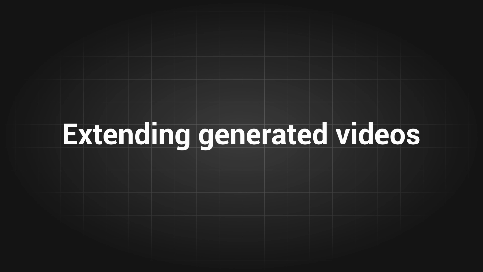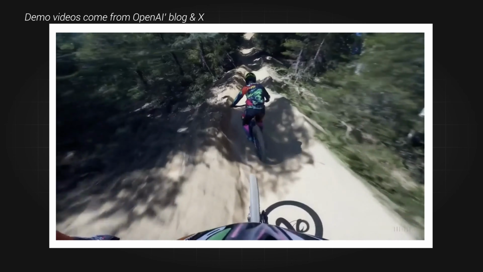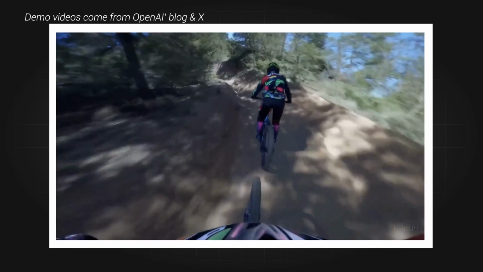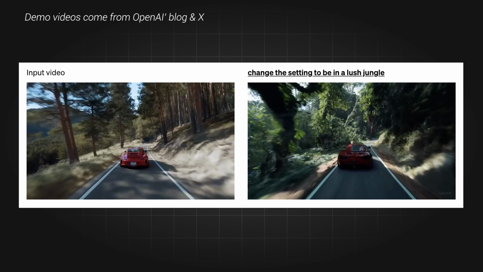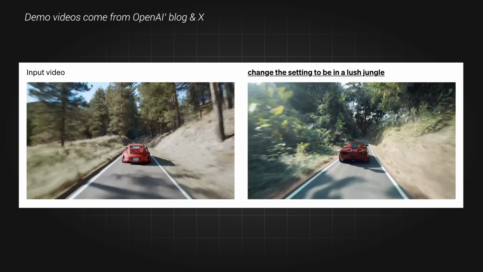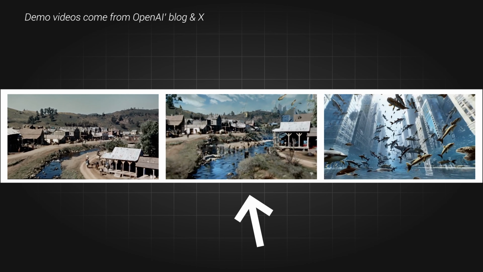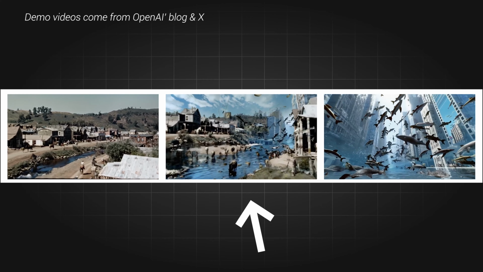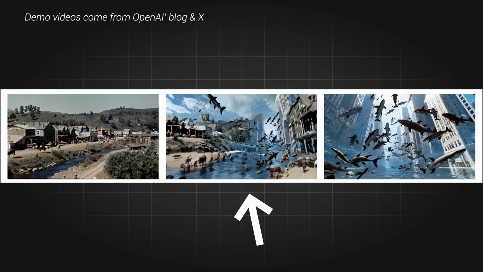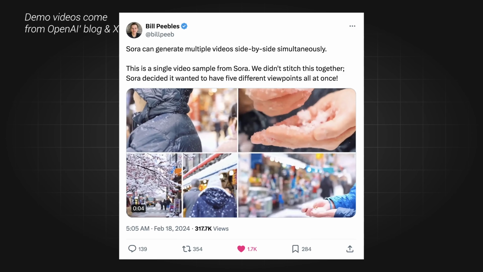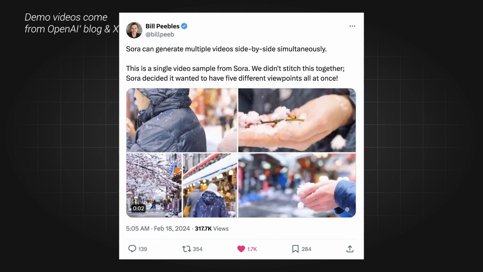Extending generated videos. Sora is capable of extending videos either forward or backward in time to produce a seamless infinite loop. Video to video. Sora can change the style and environment of input videos to a new one. Connecting videos. Making two completely independent videos connected into one with seamless transitions and scene compositions. Generate different viewpoints of a scene. All the videos are happening in the scene simultaneously and consistently.